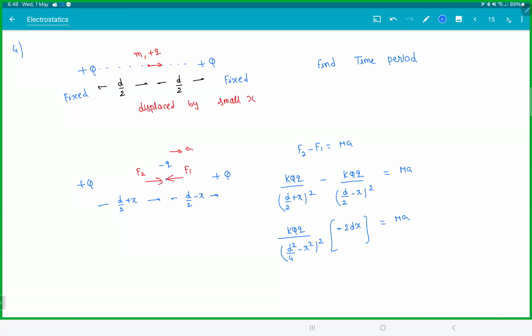For small x, you can neglect this. Compared to d, it is quite small. Then you end up with a is equal to minus 32 kqq x, the d will cancel with the denominator. You get a d cube, and there is an m. Yeah, that's your omega square. Time period is 2 pi root of md cube by 32 kq square.